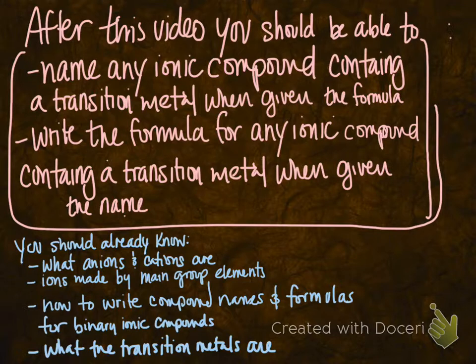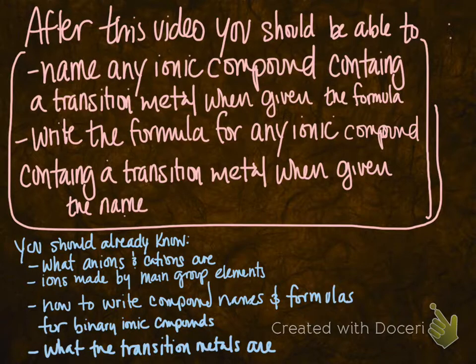given the name. You already need to know anions from cations, the ions that are made by the common main group elements, how to write compound names and formulas for basic simple binary monatomic ionic compounds, as well as what transition metals are and how to find them on the periodic table might be useful.